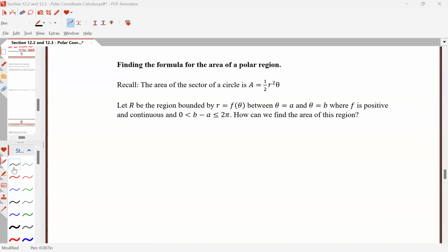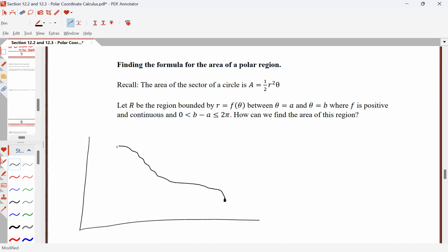So suppose we have some region bounded by a polar curve between A and B, so theta equals A and theta equals B, and A and B are within 2 pi of each other. And we want to find the area of this slice of region.